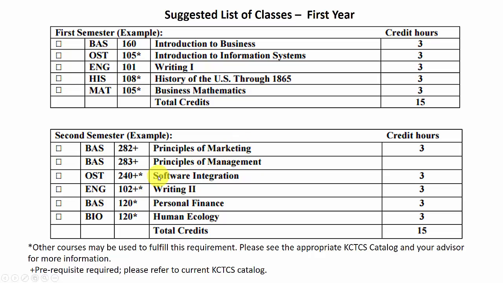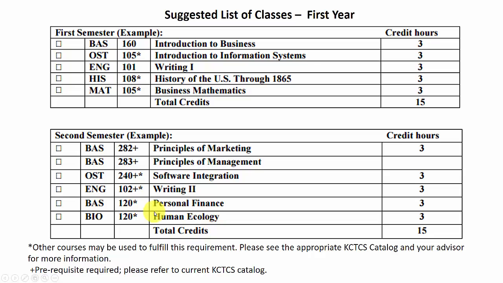In the second semester, I'm going to suggest to you to take Principles of Marketing, Principles of Management, some type of advanced computer class like OST 240 or CIT 130. Either one of those 2 would work. English 102, Personal Finance, and some type of science class. Here I've got Human Ecology.